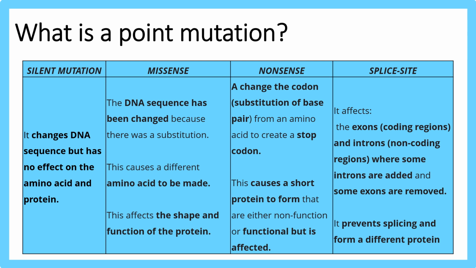And when you've got a point mutation at this stage, some of the exons that have the coding or the template for that particular protein are removed, and the introns that don't mean anything are added. So it forms a different protein than the target protein that you want to produce.